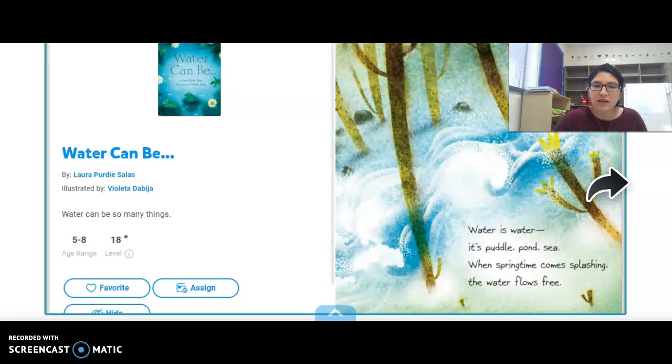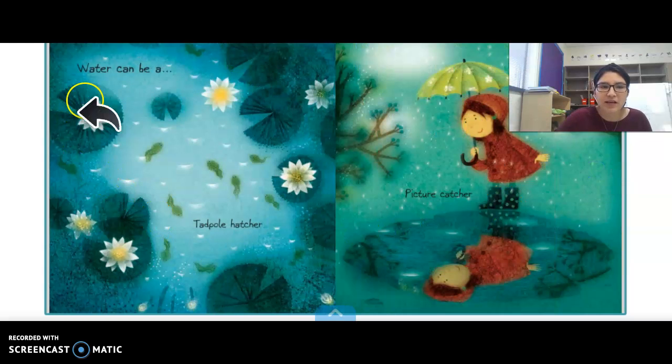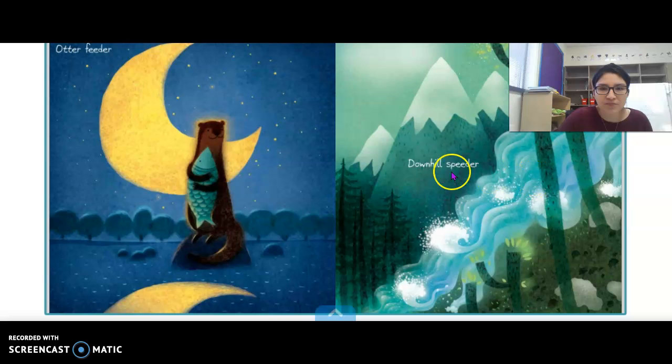So remember, it's still a story. You're going to be learning real information, but it's more entertaining. Water can be a tadpole hatcher, pitcher catcher, downhill speeder, otter feeder. So these are all the different things that water can be, right?